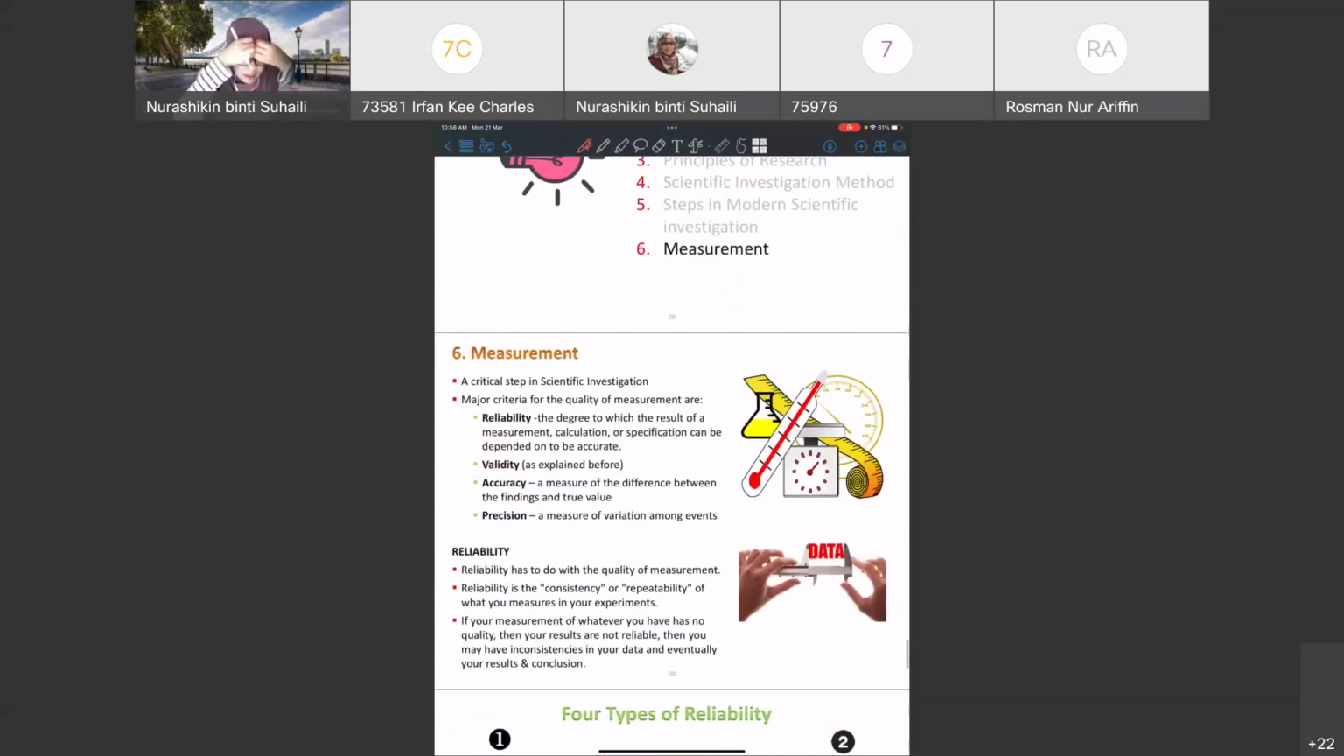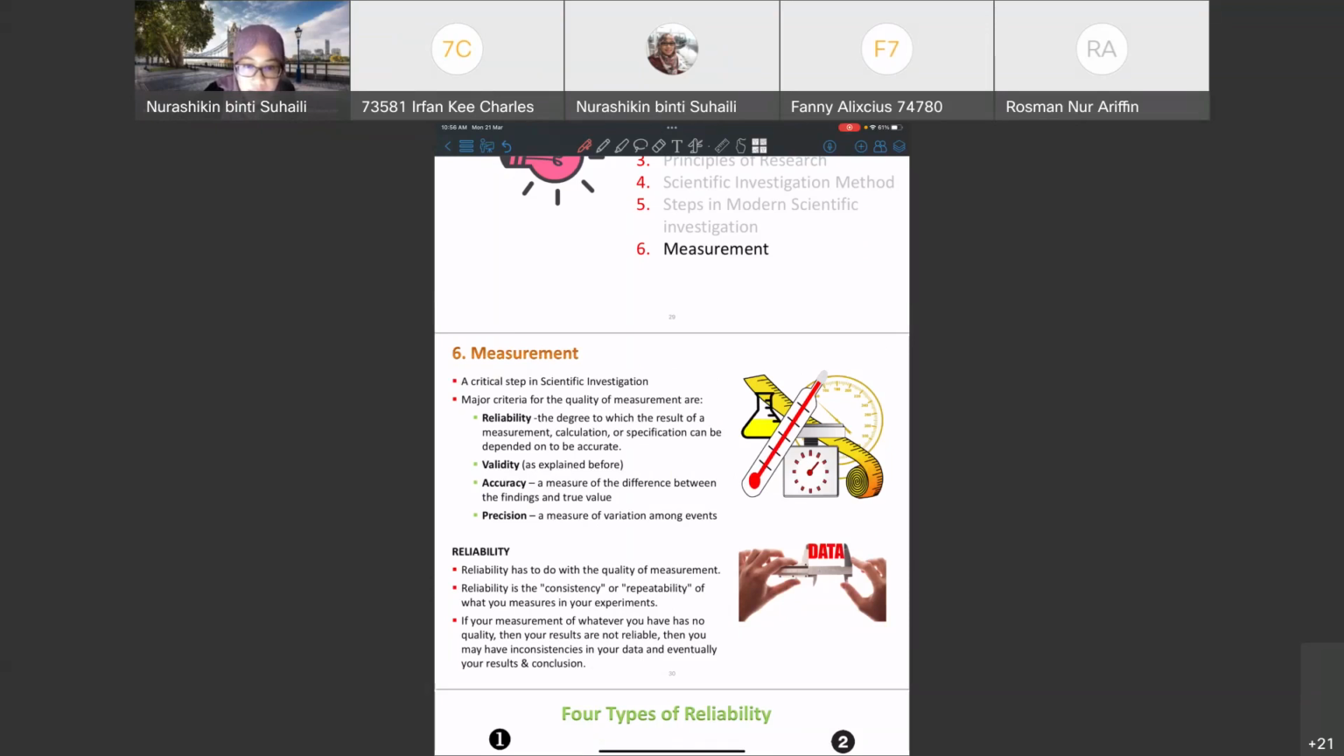Measurement is the last part. Why do we have to measure? Because we want to collect the data and make sure that our data fulfills our objective. It's a critical step in scientific investigation. Measure criteria for the quality of measurement: reliability and validity, as mentioned earlier, whether it matches the truth, the true answer. Accuracy, precision. These are a few concepts that you have to understand.